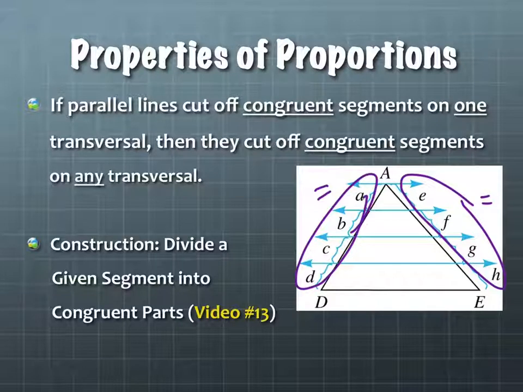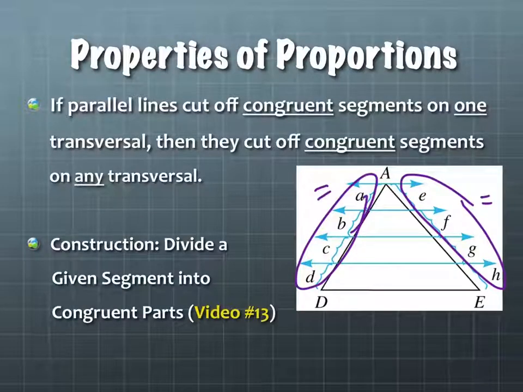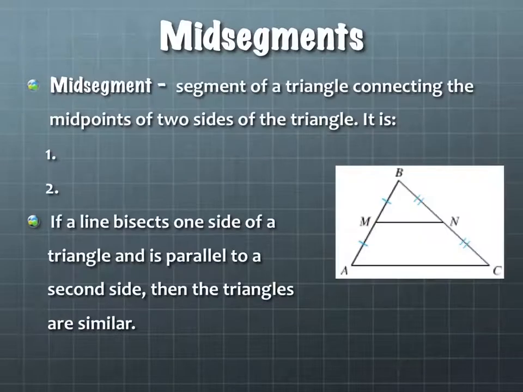All right, so I believe if you go and watch the video that's actually posted for this one, video number 13, I think it constructs them into 5 equal segments, but the process is exactly the same. No difference at all, but you can watch them create 5 congruent segments.